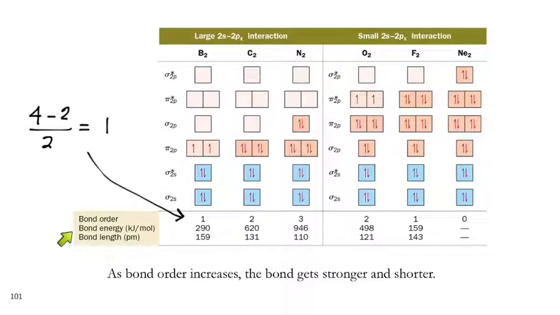The bond energy and the bond lengths are measured experimentally, and they are there to show us that the bond order corresponds to energy and inversely to the bond length.